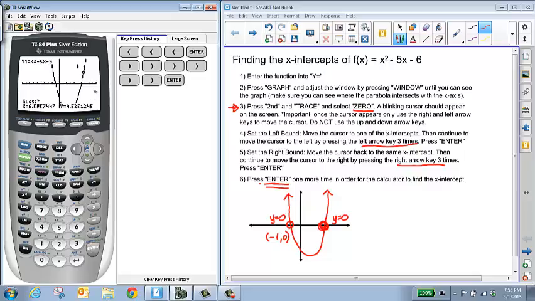Now again, the last part of this is when the graphing calculator says guess, you need to hit enter one final time for it to generate the location of that x-intercept. So the location of our x-intercept is at 6, 0. Sometimes you might see it written using scientific notation like so. This really just means 0. Okay, so the location of our two x-intercepts then are at -1, 0 and at 6, 0.